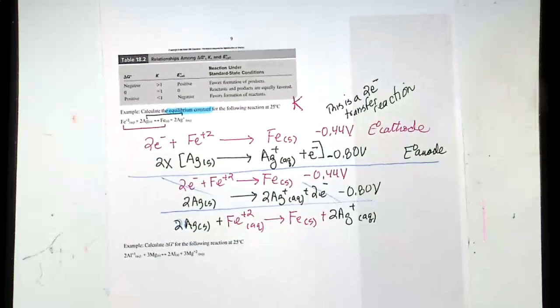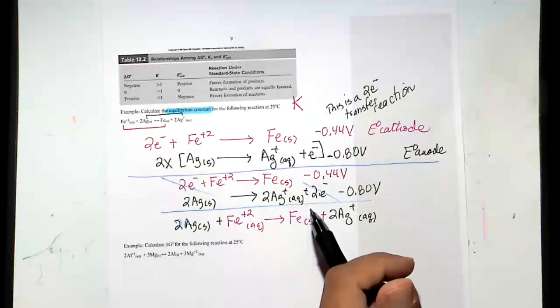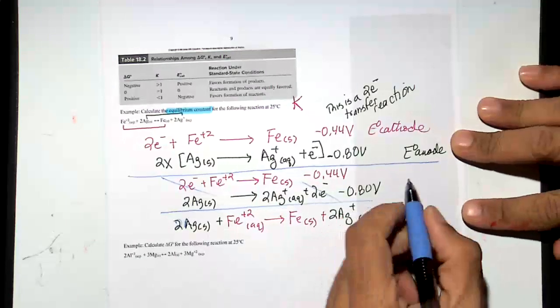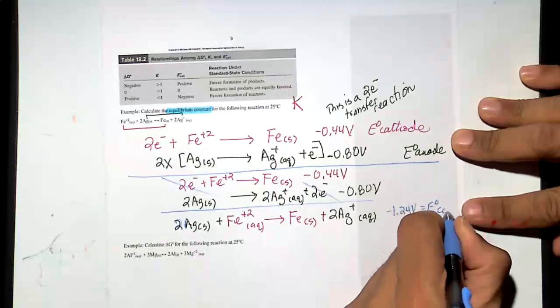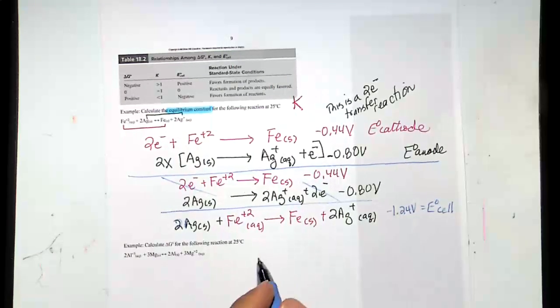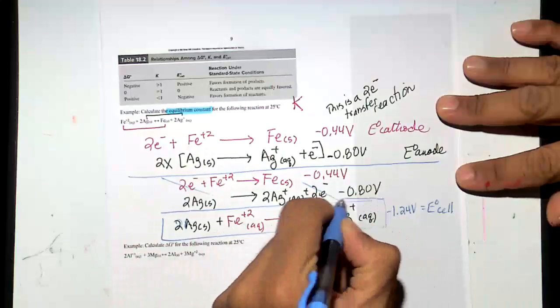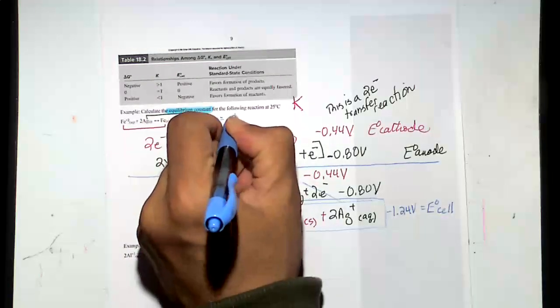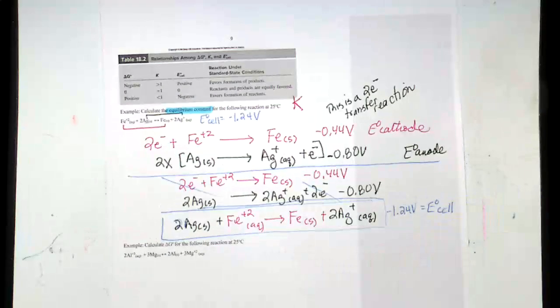What's minus 0.44 plus minus 0.80? Minus 1.2? Minus 1.24, that's right. So minus 1.24 volts is equal to E cell. Okay, so I got E cell. Notice that I regenerated my original reaction, but this time I got my E cell here. The negative sign tells me this is non-spontaneous.